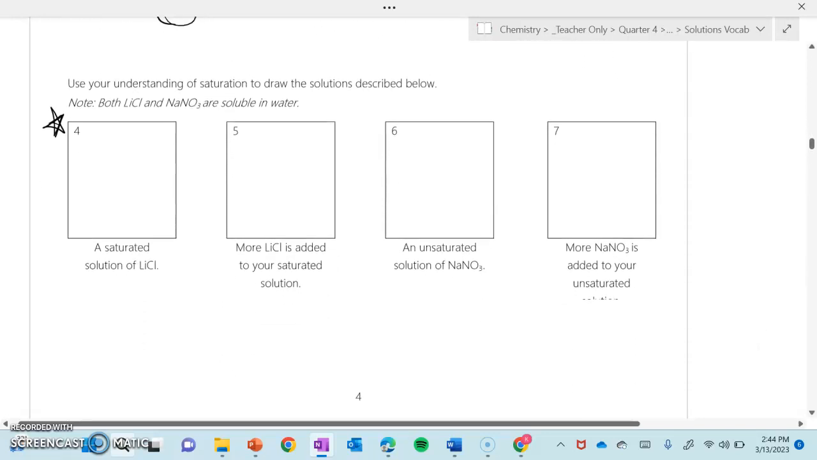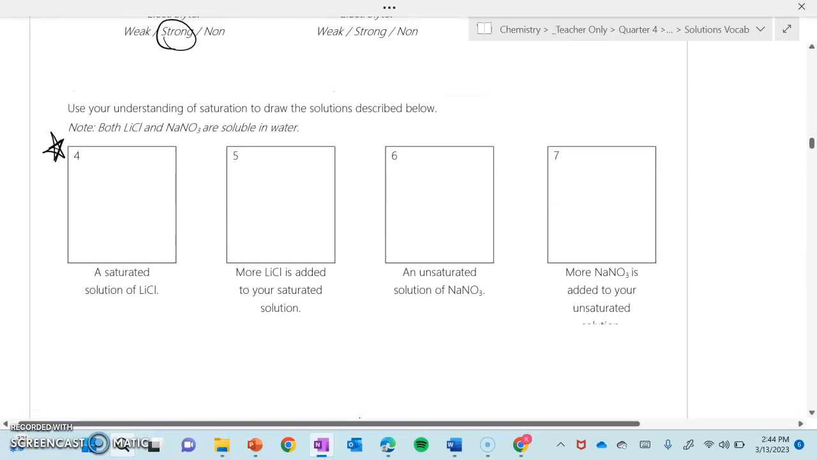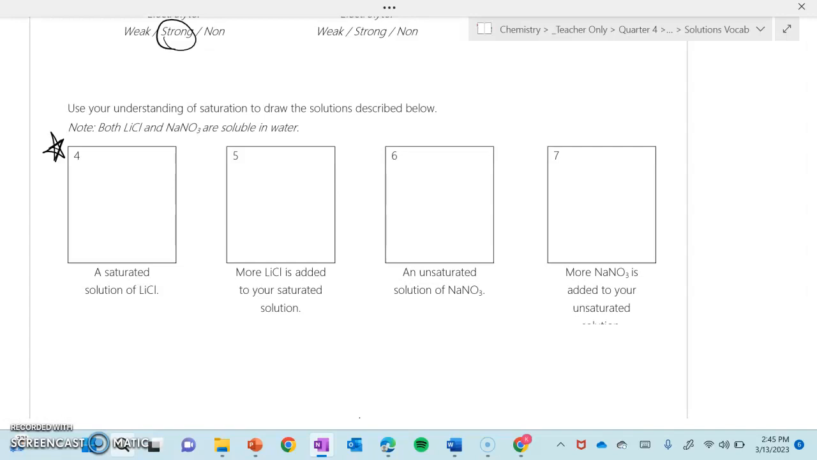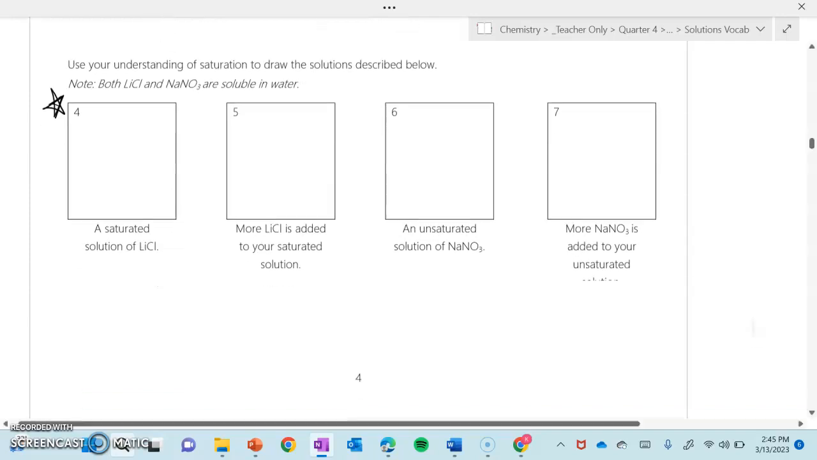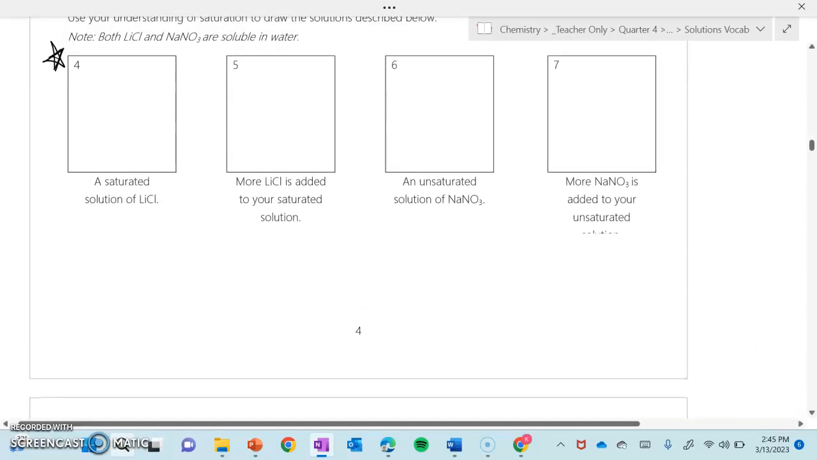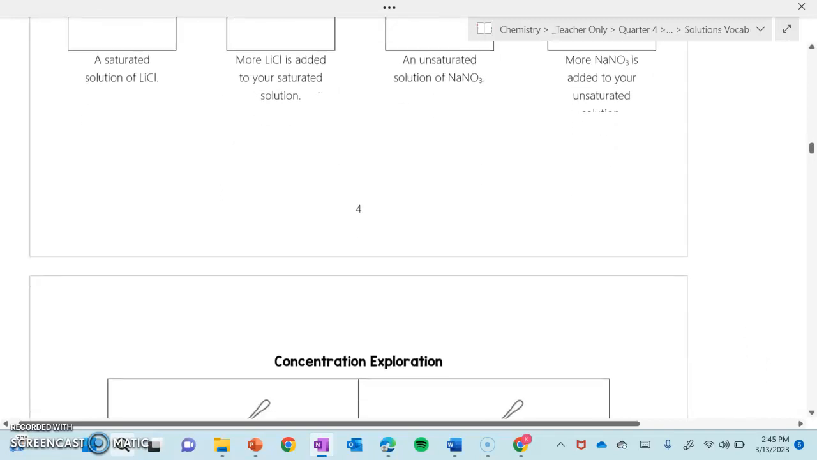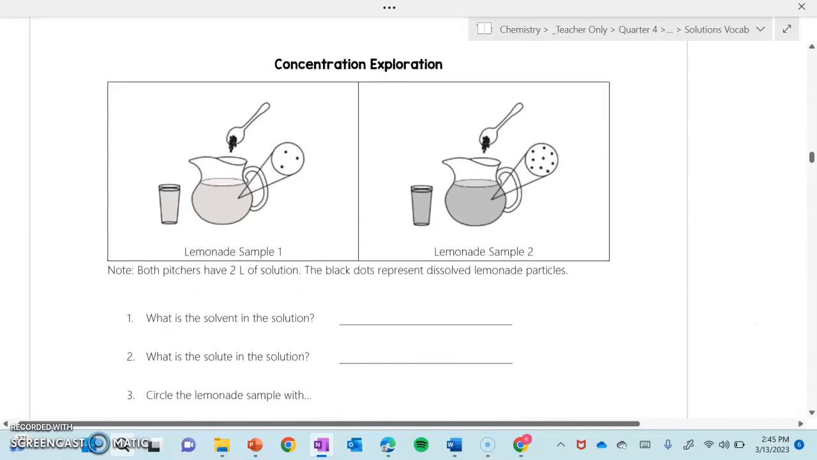On number 4, you're going to pick, like I did, an arbitrary amount of lithium and chlorine that's going to represent saturated, and then you're going to add more, literally just like I did for sodium chloride. Then for 6 and 7, you're going to change your solution to an NO3 with it being unsaturated, and then add more to your unsaturated solution, showing what that would look like from adding to a saturated solution.